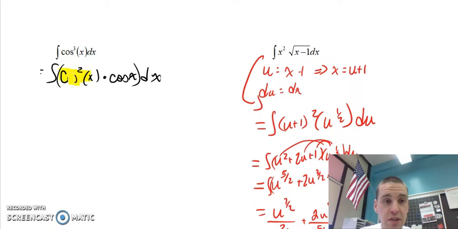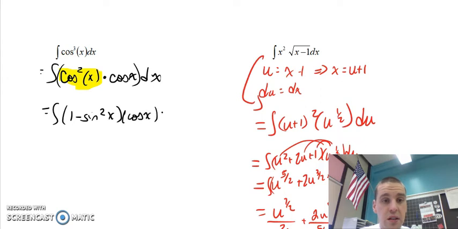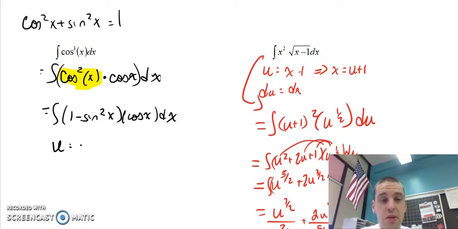We need to remember that cosine squared x can be rewritten as 1 minus sine squared x, times cosine x dx. That's using the Pythagorean identity: cosine squared x plus sine squared x equals 1. Move the sine squared x over, and that's what you get for cosine squared. Now we should be able to say what u is. Well, in this case, we now have to state that u is sine x. du is cosine x dx.